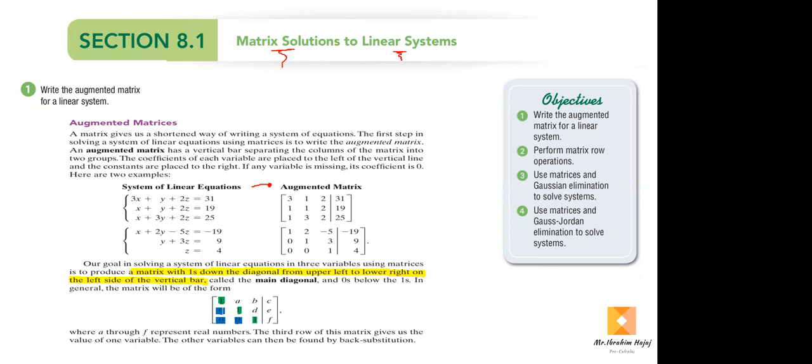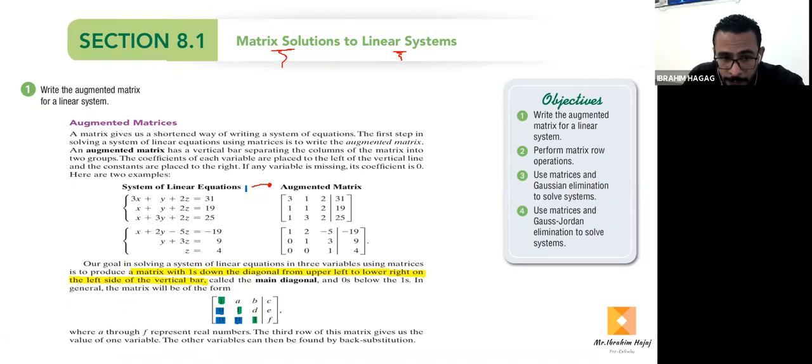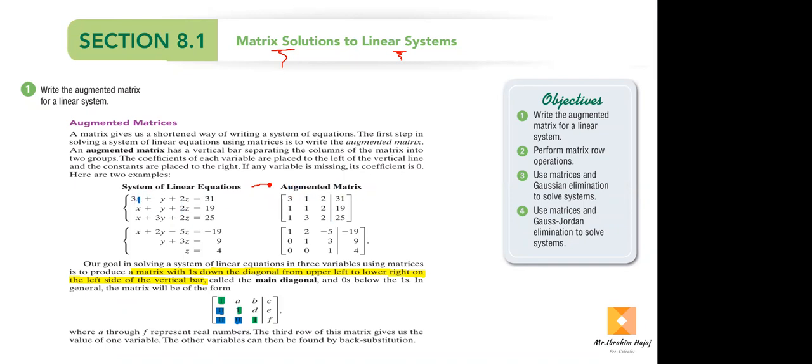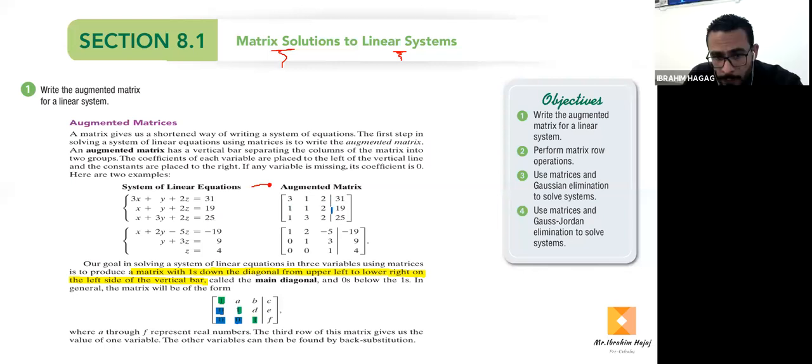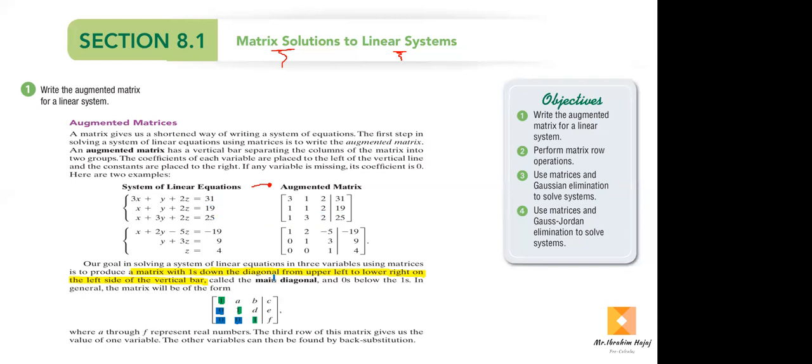Okay, Mr., can you repeat the idea of matrix? The idea here is to convert the system of linear equations to a matrix. It's called what? Augmented matrix. Right. You just pick the coefficients 3, 1, 2 and 1, 1, 2 and 1, 3, 2, and the constants, 31 and 19.